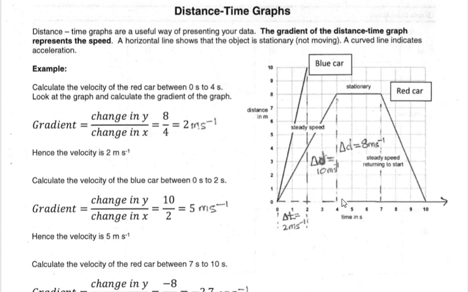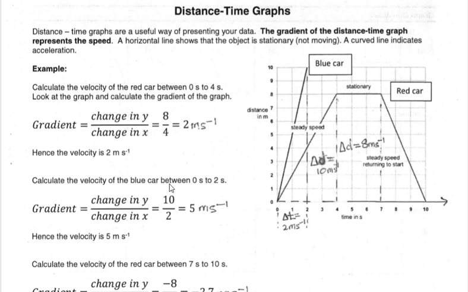So between 0 to 4 seconds, the gradient here is the change of the distance divided by the change in the time. So the change in the y-axis divided by the change in the x-axis. So in this 4 seconds, the increase in the distance was from 0 to 8. So there's a change of 8 meters in 4 seconds. So 8 divided by 4 gives 2 meters per second. Hence the velocity is 2 meters per second.